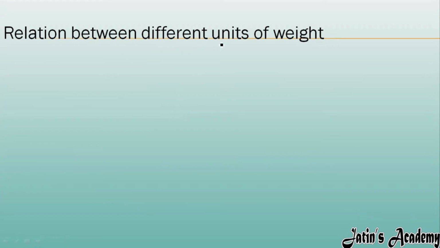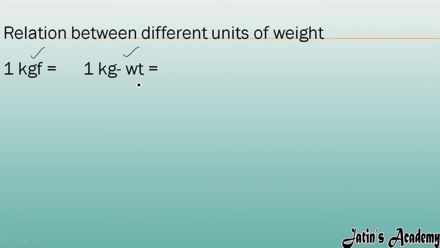Next we have the relation between different units of weight. As we have learned, the SI unit of weight is Newton. Afterwards we learned kilogram force or kilogram weight. Now we are going to see the relation between different units of weight. First is the relation between kilogram force and kilogram weight. 1 kilogram force is equal to 1 kilogram weight, which means kilogram force and kilogram weight are both the same. Here force is nothing but weight only. And they both are equal to 9.8 Newton.